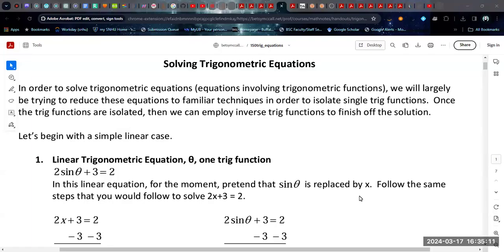All right, so in this video, we're going to be looking at methods for solving equations that involve trig functions. So we're going to start with the linear cases. We're going to work our way up to quadratic cases. And then we're also going to deal with some examples where the theta expression in our trig functions is not the same. We're also going to deal with equations that involve different trig functions. So let us get started.